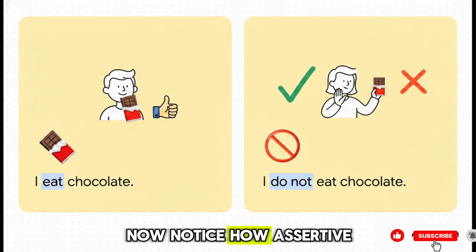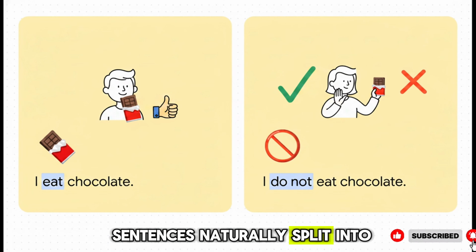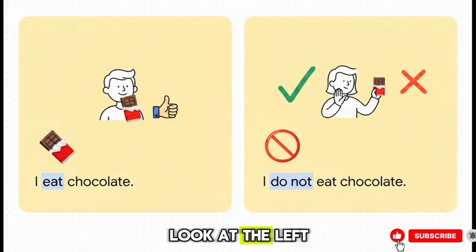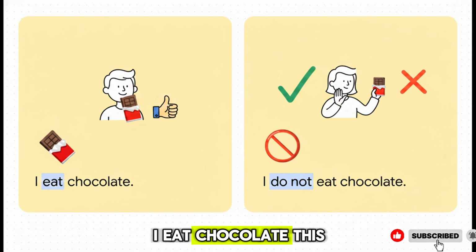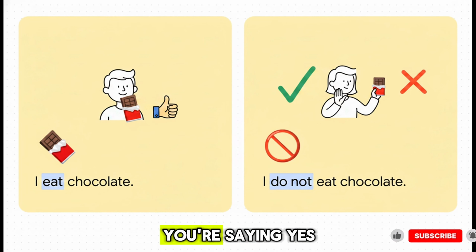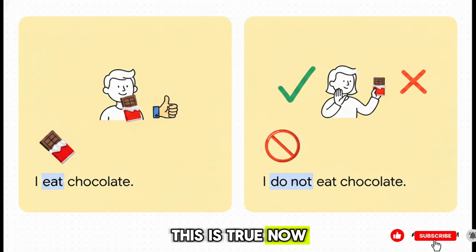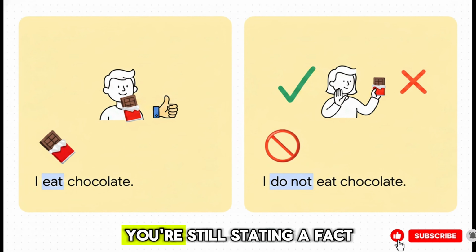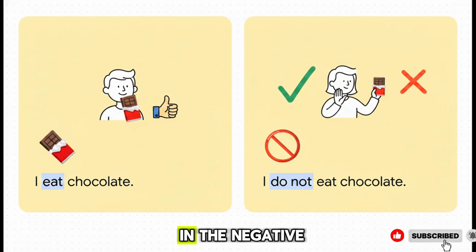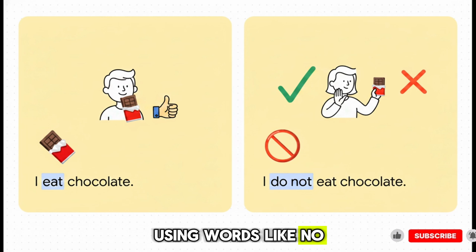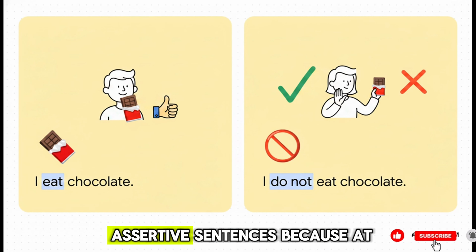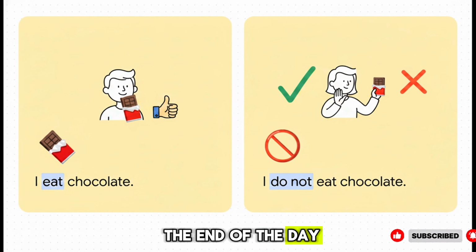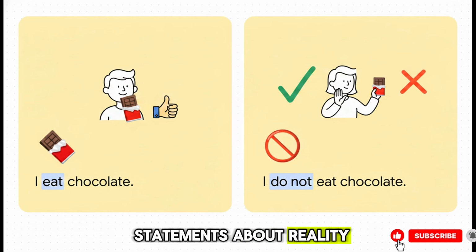Now, notice how assertive sentences naturally split into 2 camps. Look at the left side here. I eat chocolate. This is an affirmative sentence. You're saying, yes, this is true. Now glance at the right. I do not eat chocolate. This is a negative sentence. You're still stating a fact, but you're doing it in the negative, using words like no or not. Both of these remain assertive sentences because, at the end of the day, they are just general statements about reality.